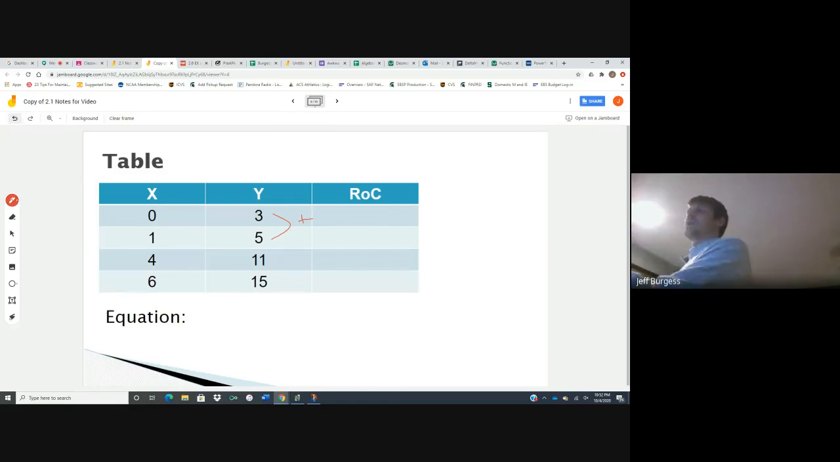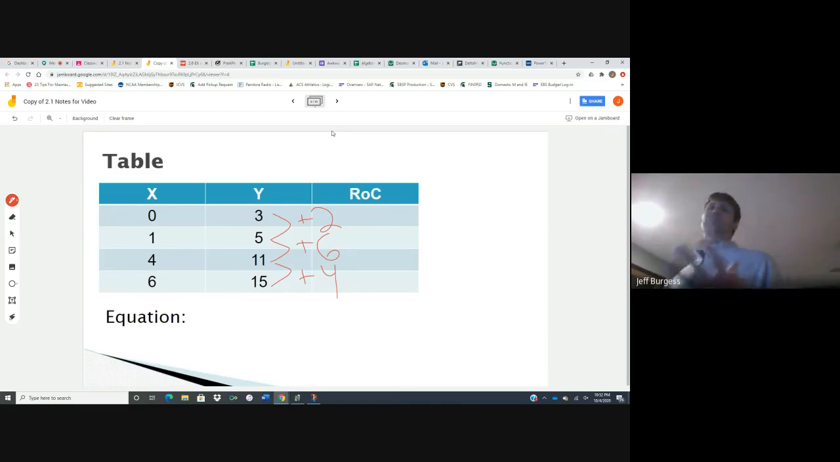How about we are going up 2 from 3 to 5? Well, from 5 to 11, you're going up 6, and from 11 to 15, you're going up 4. So this isn't a linear function? No, it's not changing y, because you might not be collecting data every single minute, every single hour.